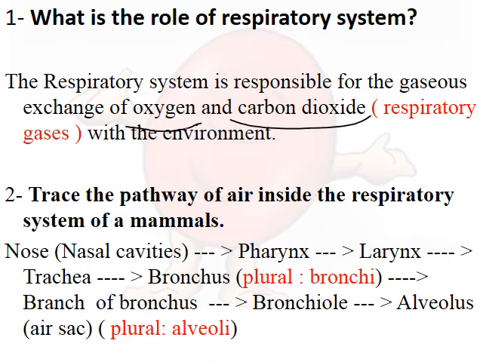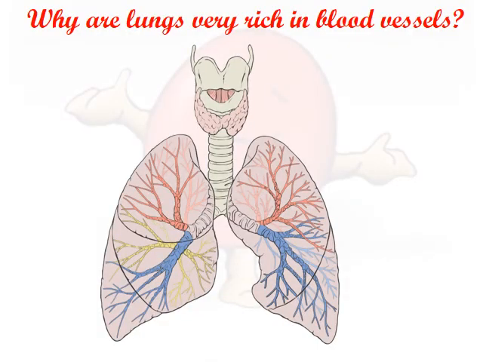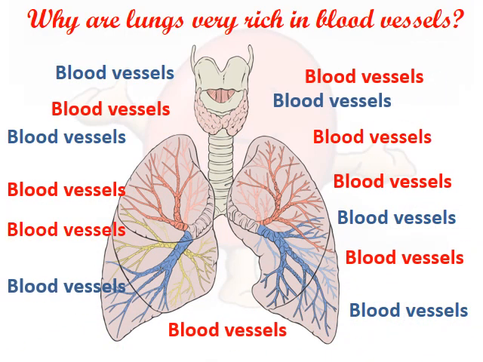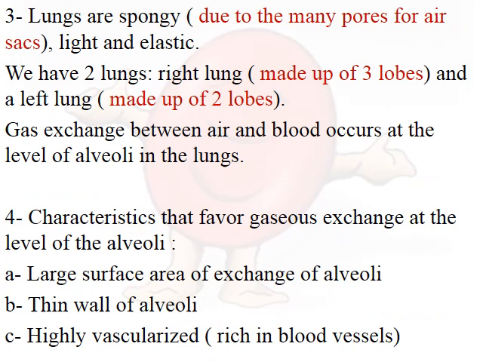The pathway of the air inside the respiratory system of a mammal starts first with the nose, which contains the nasal cavities, then pharynx, larynx, trachea, bronchus, plural bronchi, branches of bronchus, bronchiole, alveolus, which is the air sac, plural alveoli. Why? The lungs are very rich in blood vessels. Most of you know that blood vessels are present in a high amount in the lungs. Why? We're going to answer this question later.